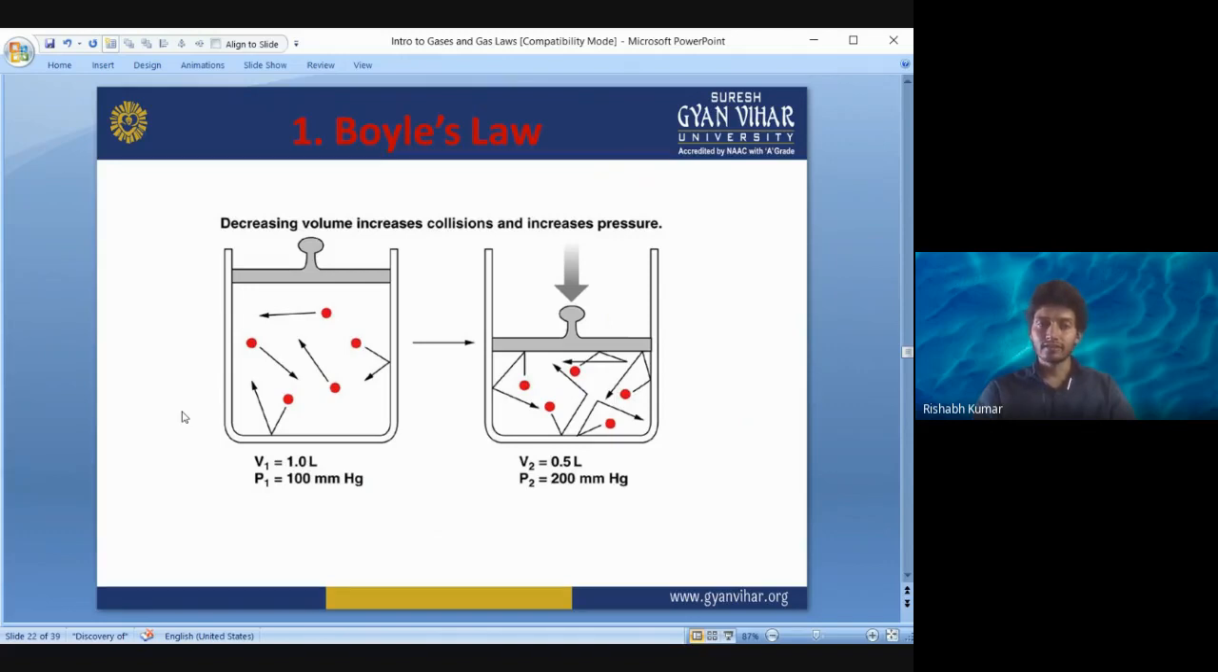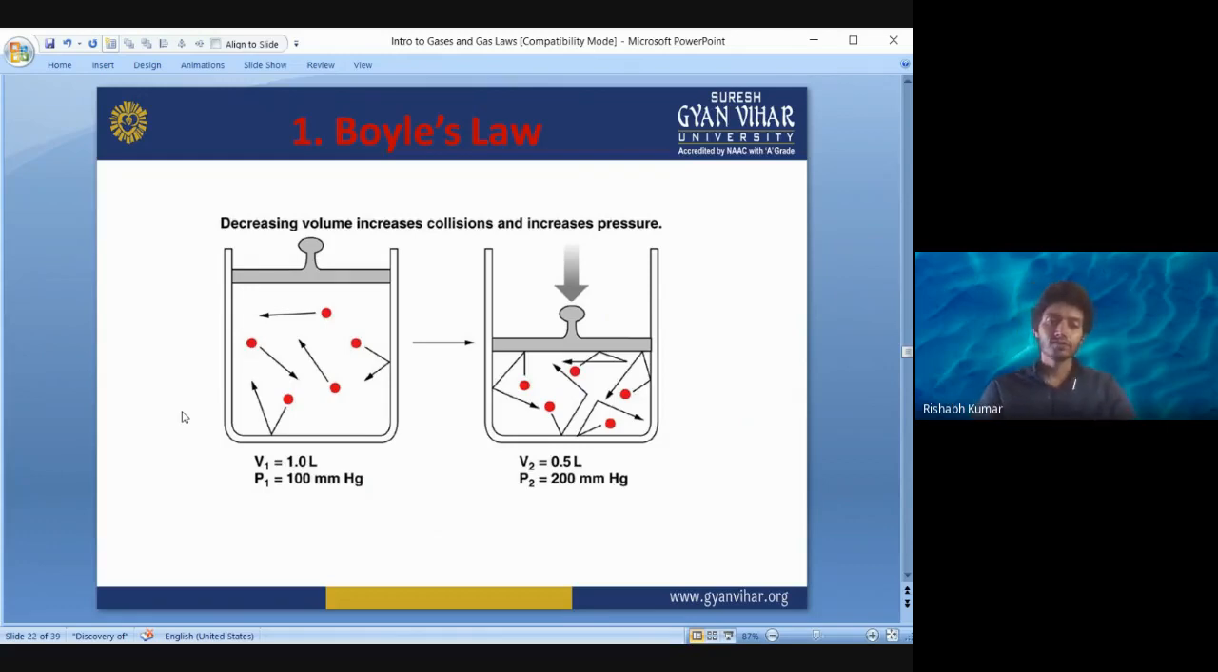Consider a closed beaker with a movable plunger on top of it, and if you move the plunger down, in other words, if you reduce the volume, the atoms or the molecules of the gas will come closer to each other and they will interact more rapidly, more frequently, right? So they will exert more pressure, because there are now more frequent collisions.